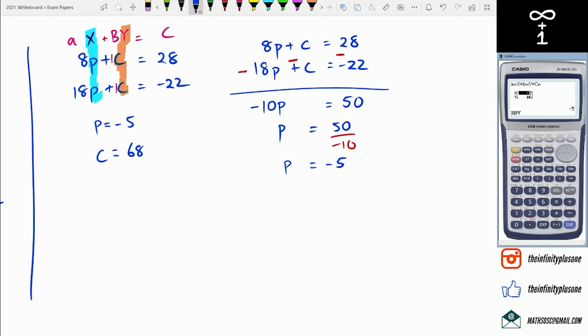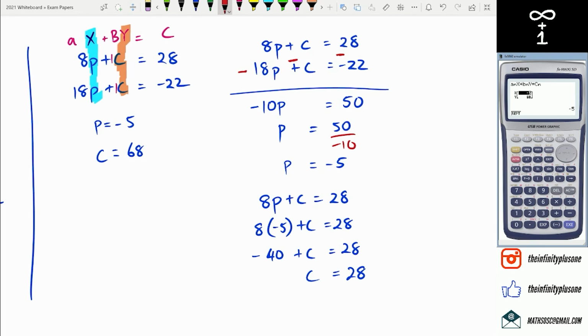Now once we figure that out, we've got 8P plus C equals 28. So 8 times negative 5 plus C equals 28. We've got negative 40 plus C equals 28, and C is equal to 28 plus 40, which means C is equal to 68.